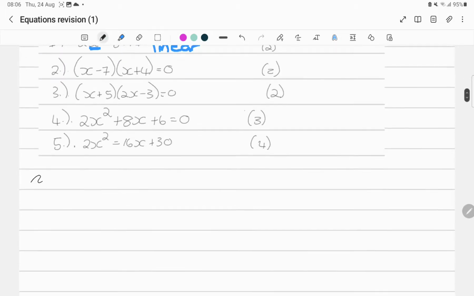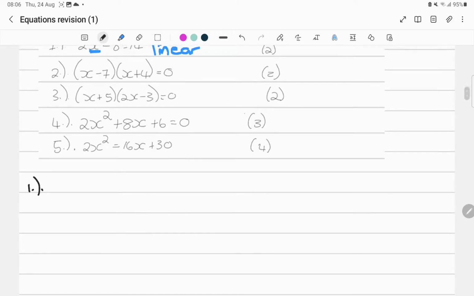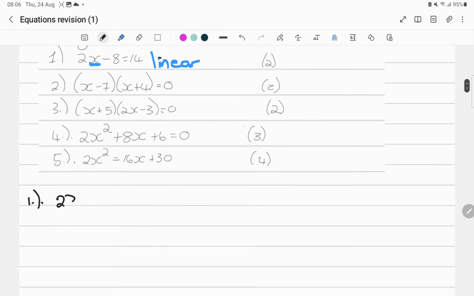Alright, so how do we solve a linear equation? So I just want to rewrite it quickly. It's 2x minus 8 equals 14. So when you have a linear equation, it means all the numbers have to go to the one side, all your letters to the other side, and then you have to get your x alone. Alright, so the first thing we have to take over is this minus 8. And when I take that over, it becomes 2x equals 14 plus 8.